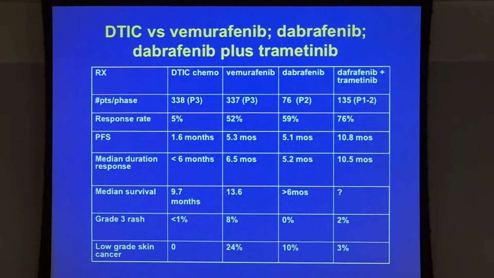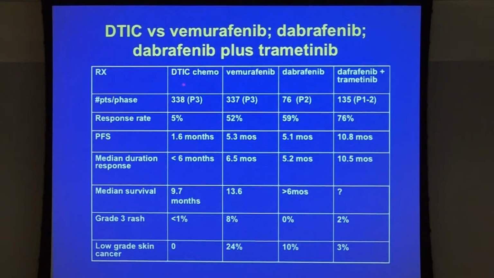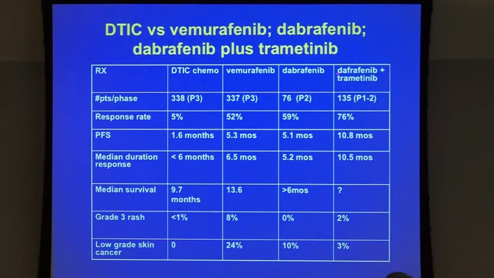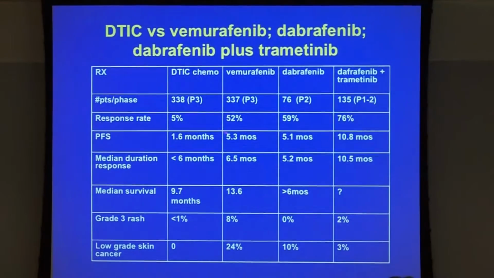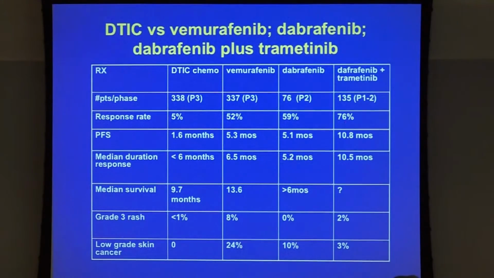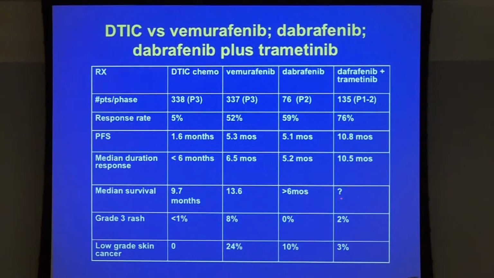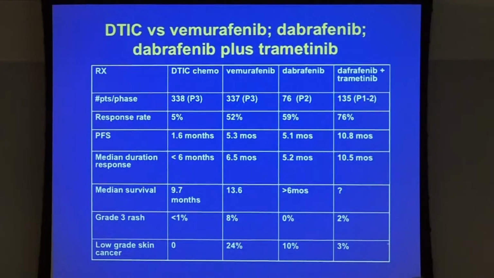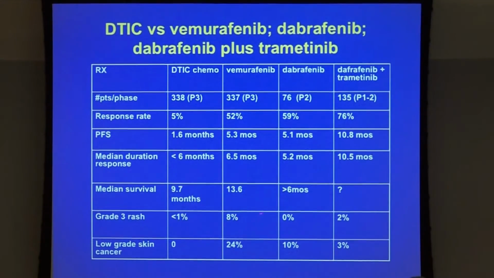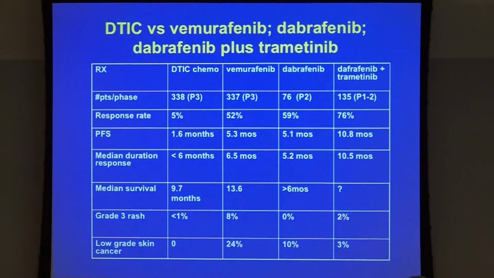So looking across sort of 4 different treatments, chemotherapy, vemurafenib, dabrafenib, and the combination dabrafenib and trametinib, you see that you get improvement in progression-free survival, 11 months with both together, improvement of response rate up to 76%, median duration of response is longer. We don't have good data on survival yet. And some of the toxicities, the grade 3 rash seems to be less on the combination, skin cancer is less.